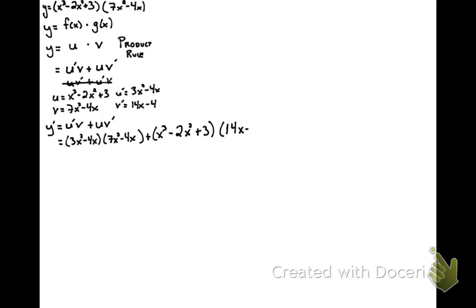So if we put it all together, since the derivative of y, our original function, is equal to u prime v, or the derivative of the first function times the second, plus u v prime, the first function times the derivative of the second, then what we have is, for the derivative of y, 3x squared minus 4x, u prime, times v, 7x squared minus 4x, plus u, which in this case is the cubic x cubed minus 2x squared plus 3, times the derivative of the second function, or v prime, in this case 14x minus 4.